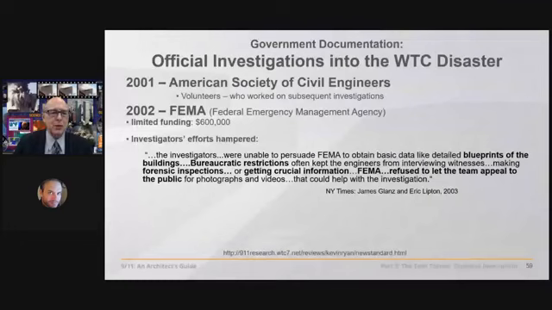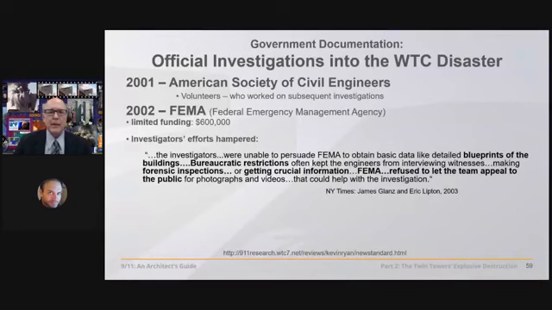Their efforts were hampered by limited access to the site. FEMA refused to let them appeal to the public for photographs. They couldn't get forensic inspections. The steel was destroyed before they could get to it and do a proper investigation.